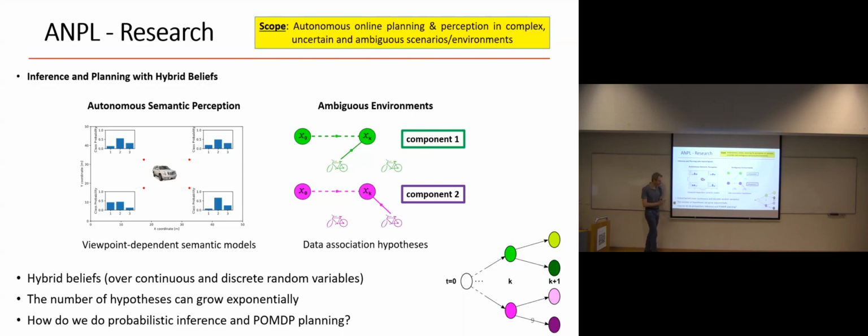And then the question is, how can we do inference? How can we do planning with those hybrid beliefs? And what does it mean? What is the impact of pruning away those hypotheses? Maybe I will prune some variable that is important. What is the impact on decision making? What kind of guarantees can we provide?